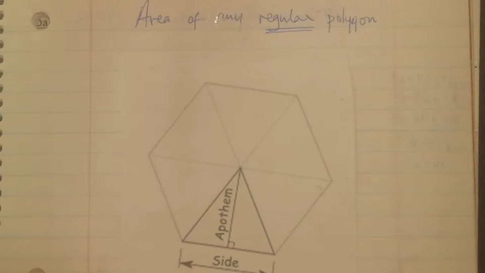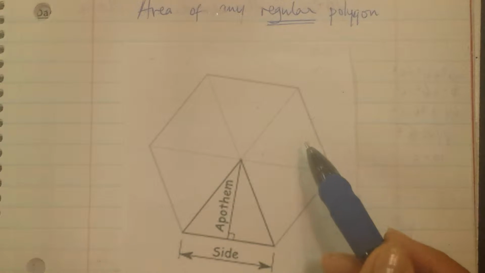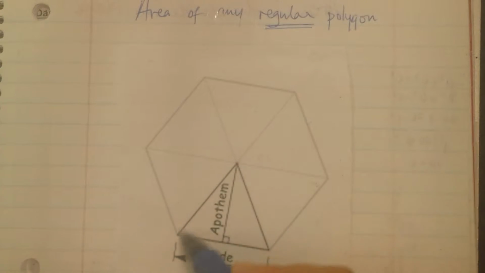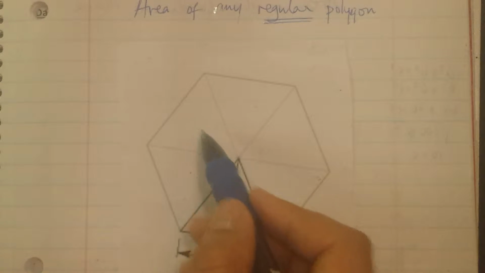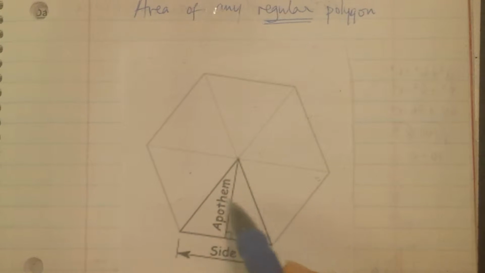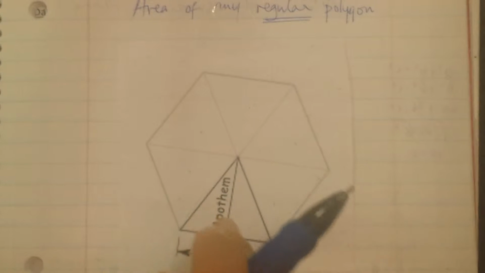What you're going to do is, I've already done it for you. You're going to split the shape into triangles, and if I can find the area of this triangle here, I can just multiply it by however many triangles there are. So 1, 2, 3, 4, 5, 6. The key thing is to find the area of this one triangle.